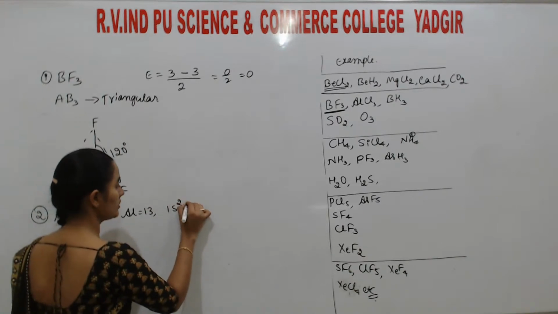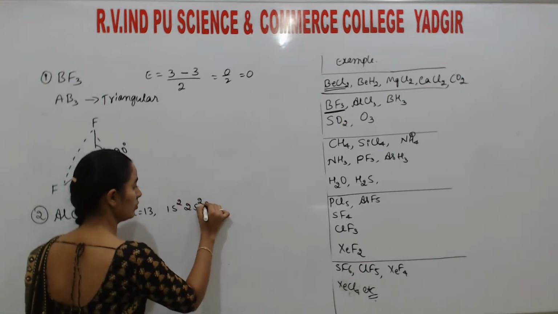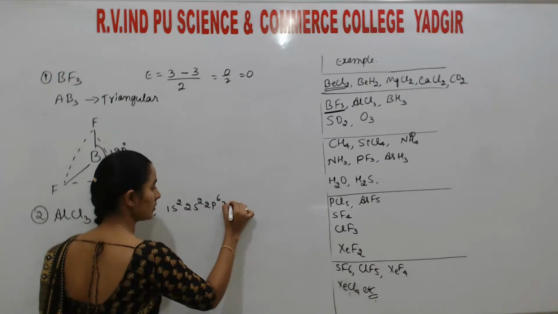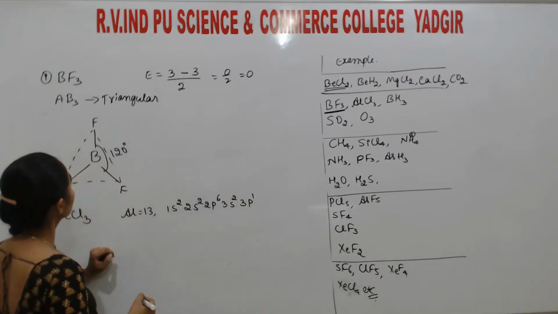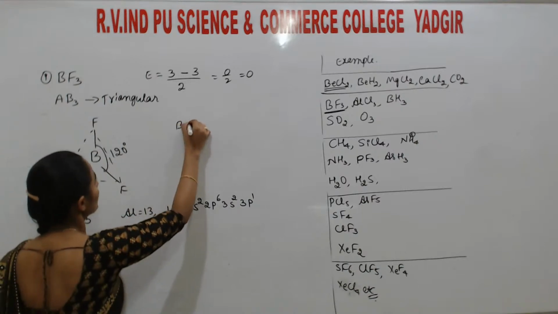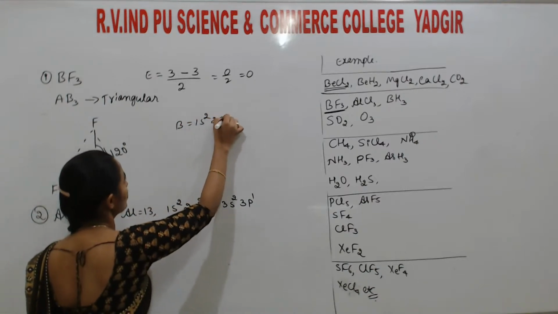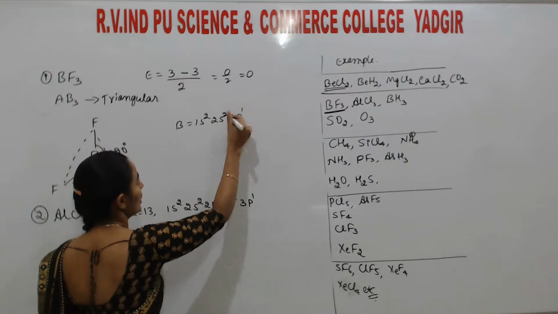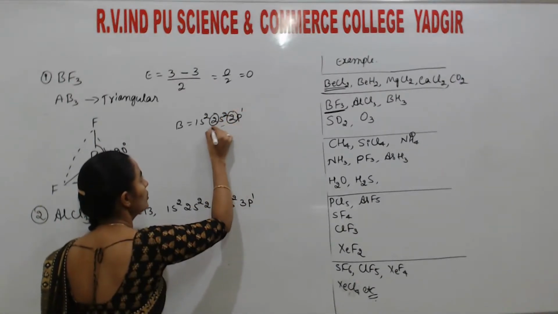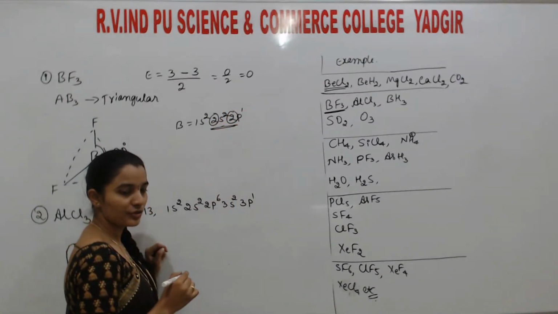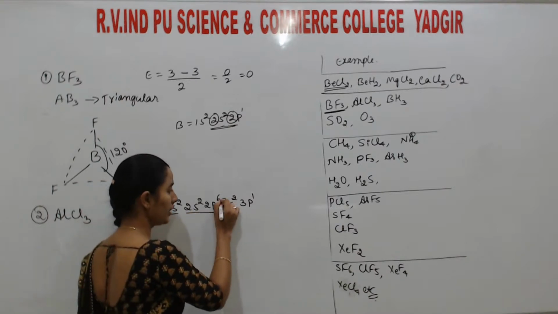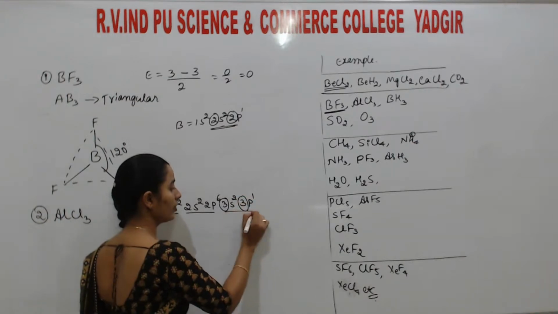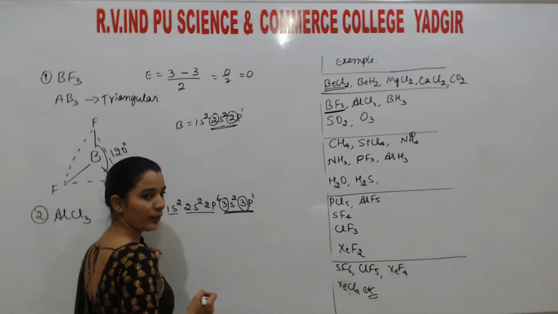Configuration 1s2, 2s2, 2p6, 3s2, 3p1. Listen here. Initially in boron the configuration is 1s2, 2s2, 2p1. Here this is the greater n value, so we take this one as a valence shell. But here, 1s completed, 2s, 2p completed. This one is the greater number. We are considering this one as a valence shell.